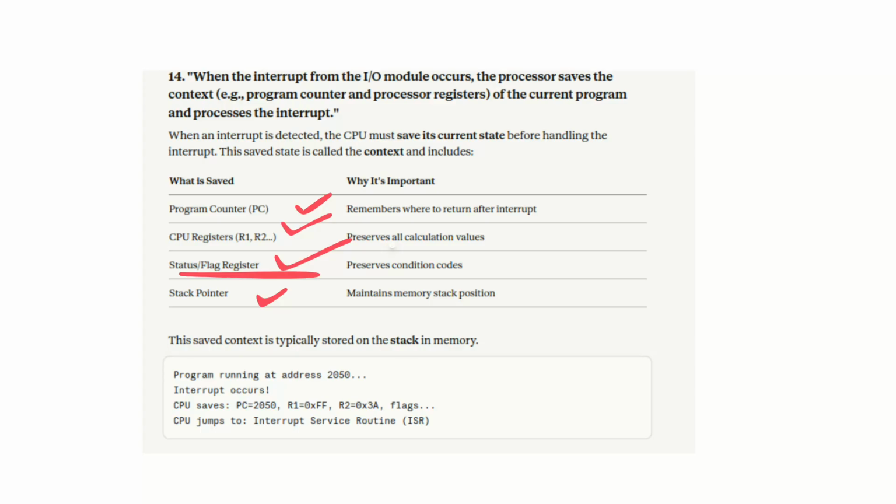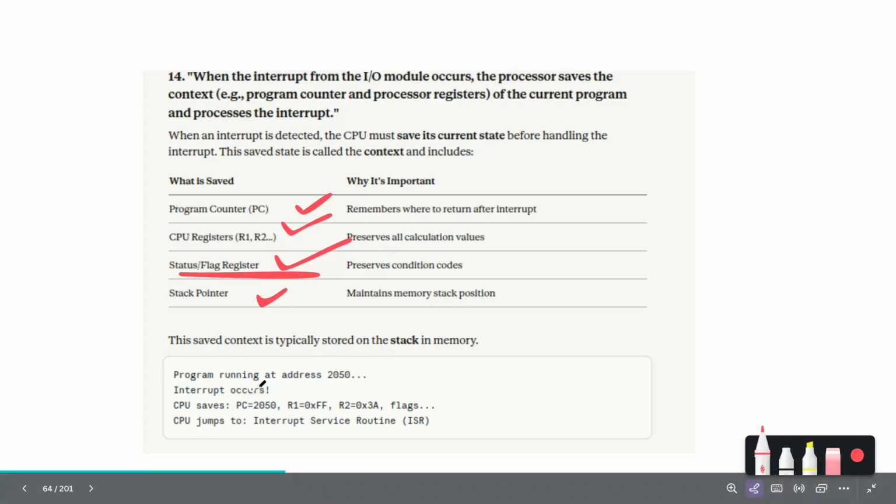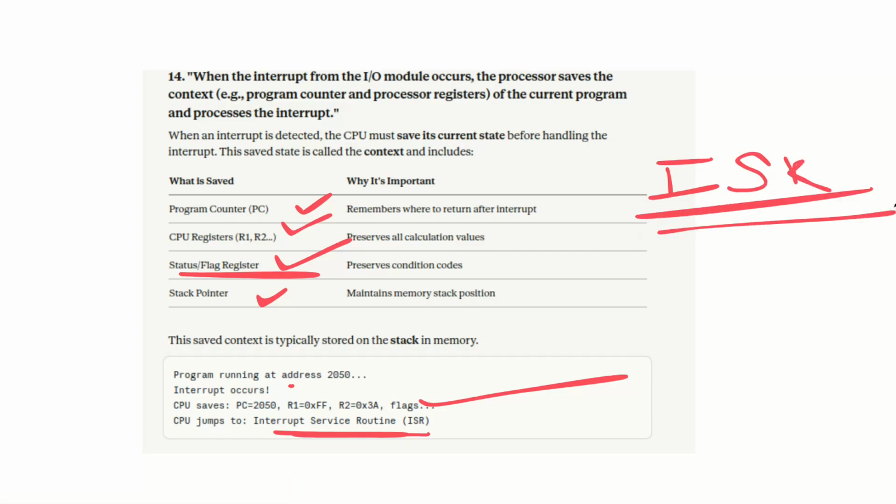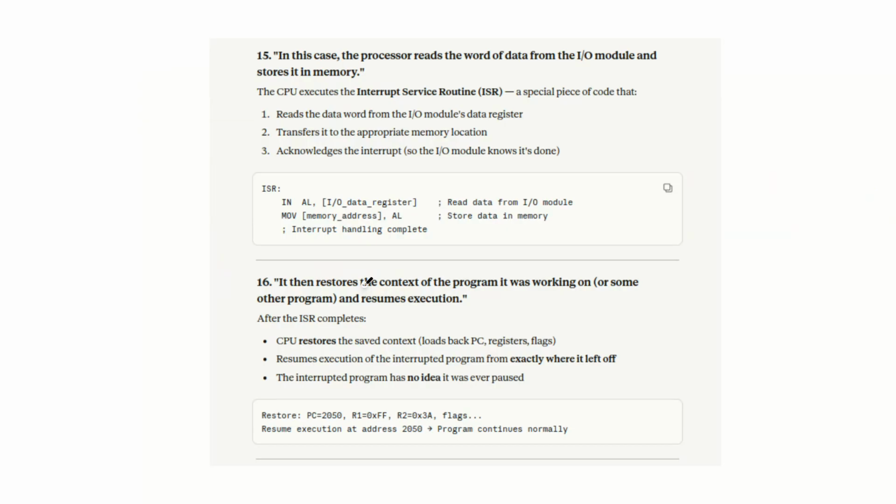And it will go on handling the interrupt. So if an interrupt occurs, the PC, the register values, the flag value and all would be saved. Then only the CPU would jump to the interrupt service routine. ISR means interrupt service routine. The steps for handling this interrupt are known as the interrupt service routine. So from the processor's point of view, these things are basically saved: the program counter, CPU registers, stack pointer, and the condition codes like the status or flag registers.